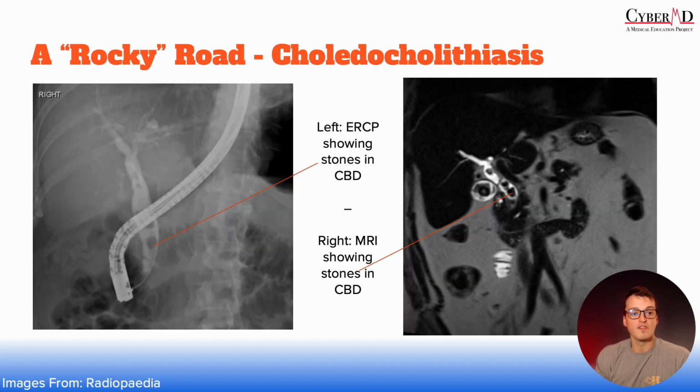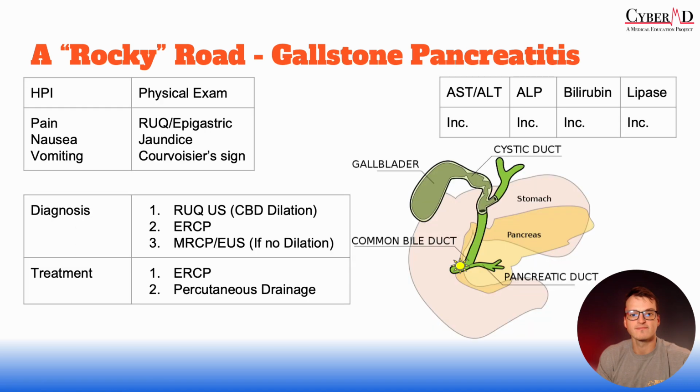On this slide, on the left, you can see ERCP, which is showing those stones in the common bile duct via fluoroscopy. And then on the right, you can see the MRI showing stones inside of the common bile duct as well.